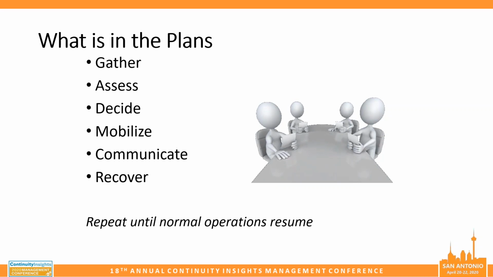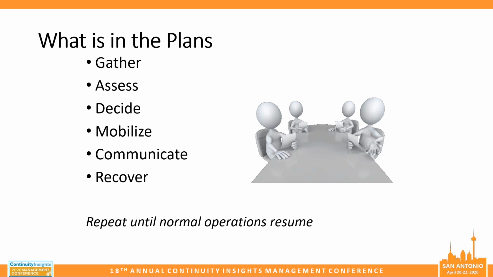The second step after an event occurs, once you've gathered those key decision makers, is to assess what's going on. So what happened, what's the impact, how long do we think it's going to last, who needs to be engaged, and who needs to be told about what's going on. During this assessment process, they're going to make some decisions. So the third step is to decide: what are we going to do about this?